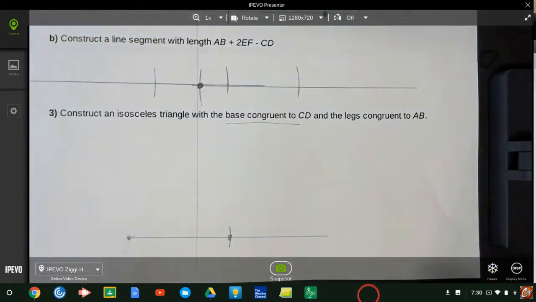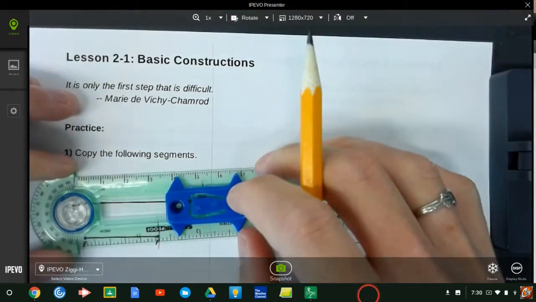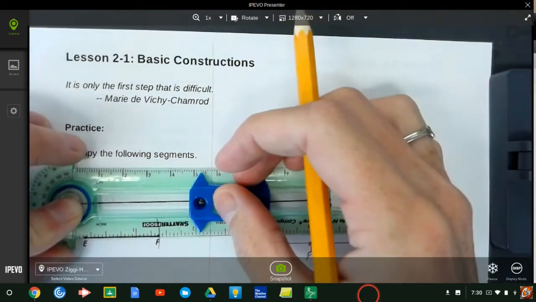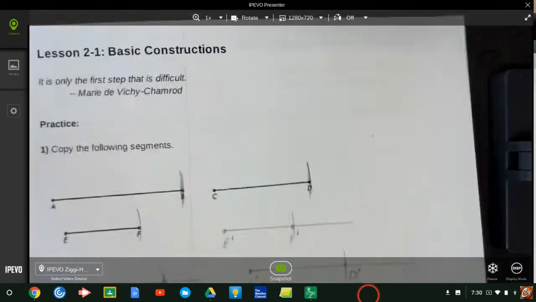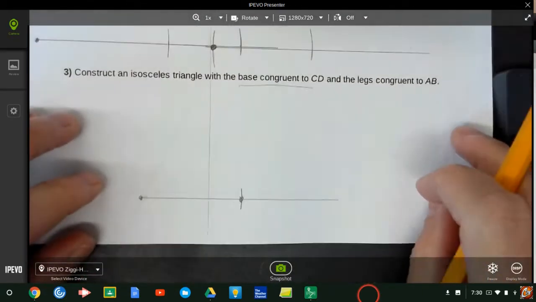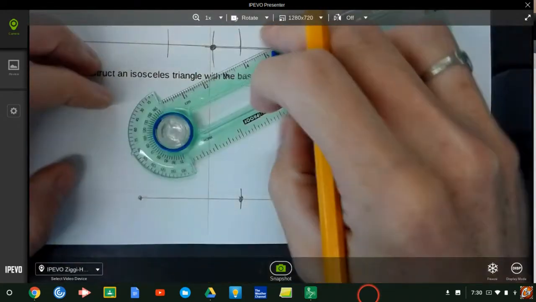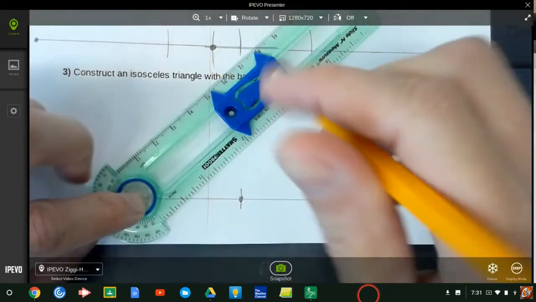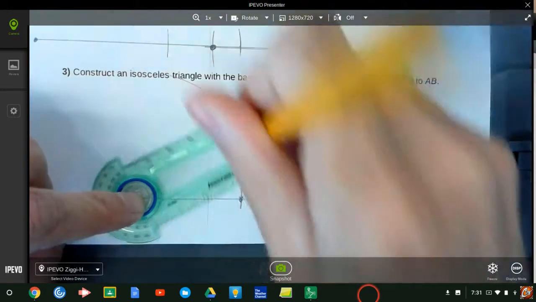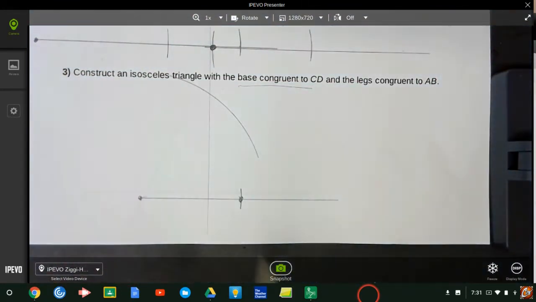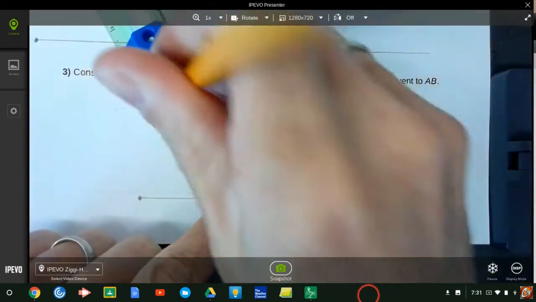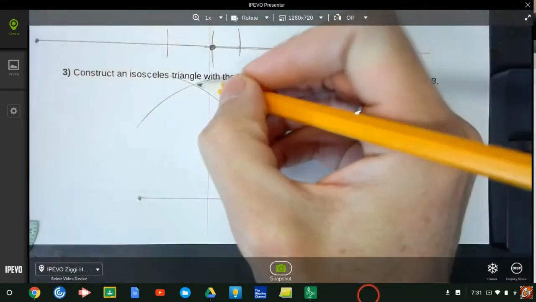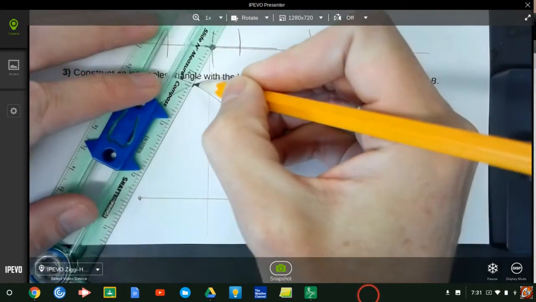My legs are congruent to AB. So I'll go up to my top here. I'll get my length of AB. And the legs of the isosceles triangle are going to be that big. So I'll come back down to the bottom. So the legs. One leg is somewhere over there, but I'm not sure where exactly. The other leg comes from the other point. So I set my compass point there, somewhere there, and there's my intersection. So I connect those points there.